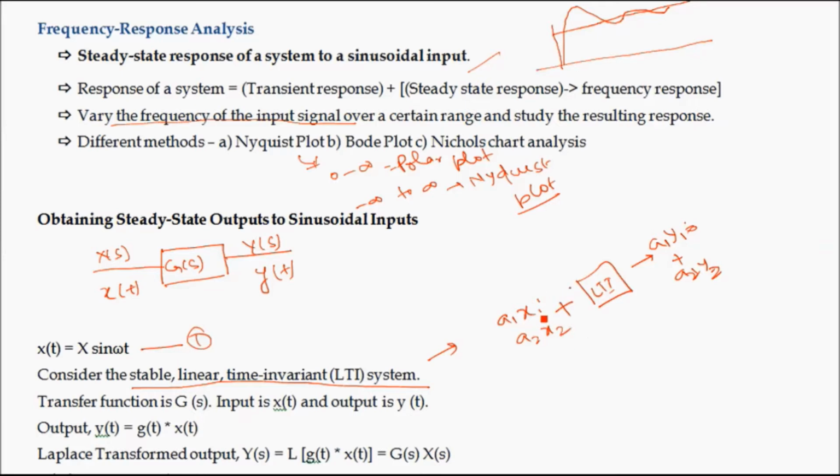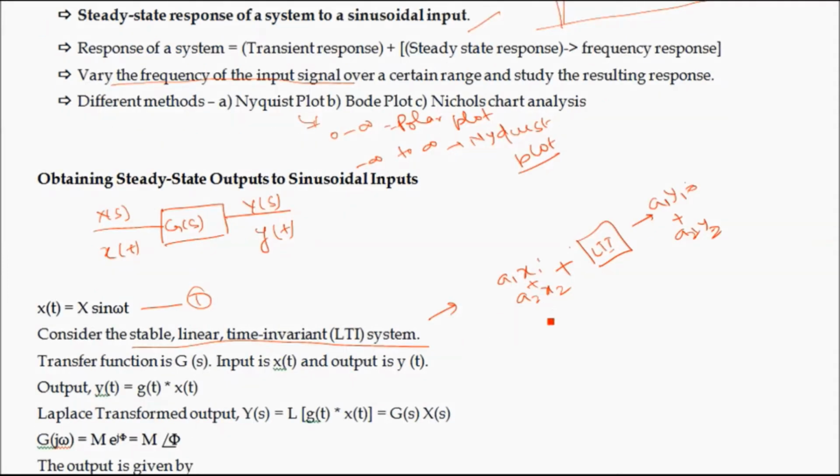So if the input is the sum of two individual inputs, then the output will be again the sum of outputs corresponding to their respective inputs. So basically this is the property of LTI system. Now what is meant by time invariant system?